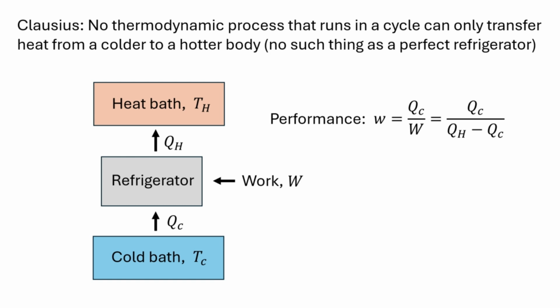Instead of calculating efficiency like in a heat engine, refrigerators calculate performance, given by lowercase w, which is equal to the heat from the cold bath divided by the work done, or the heat from the cold bath divided by the heat from the hot bath minus the cold bath.